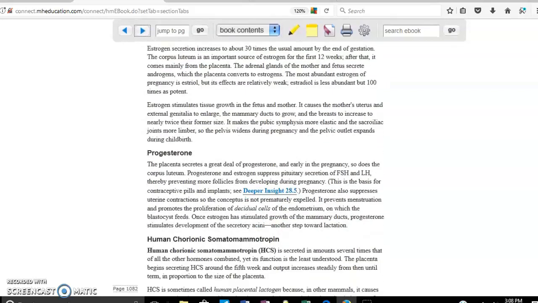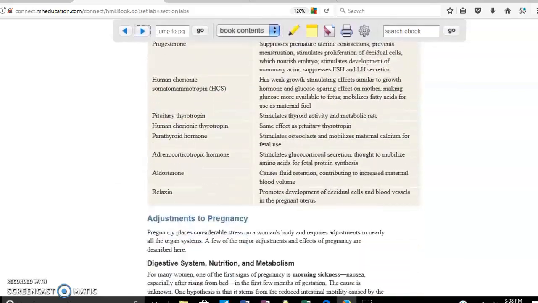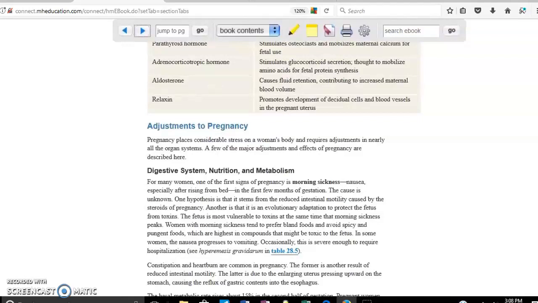You can see there the hormones that I just mentioned, and in there you can see the changes, adjustments to pregnancy, and all the changes that the female goes through when pregnant, but that's not something that is related to this class, so I'm not going to discuss that part in this chapter.